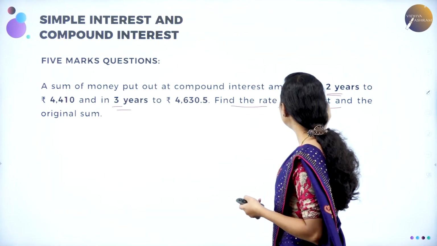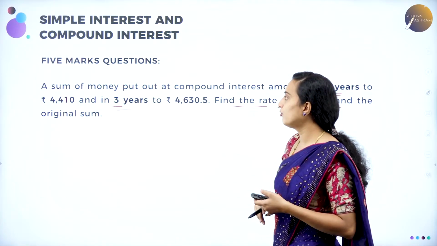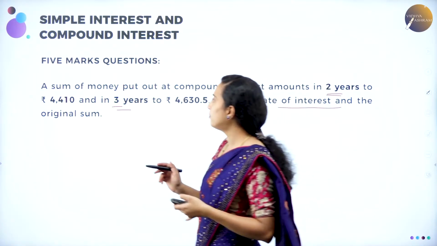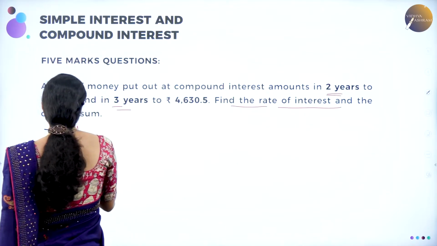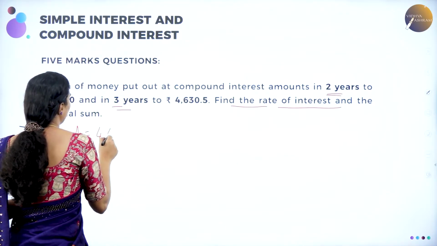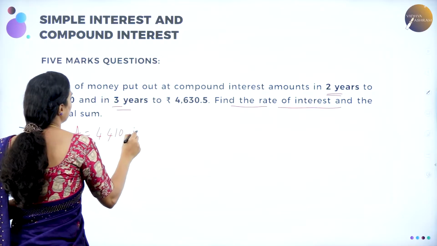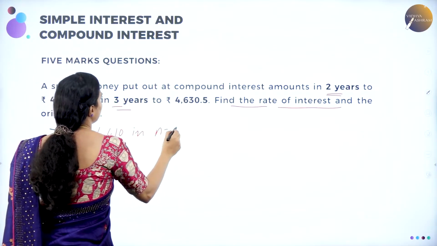So what they have given in 2 years is 4,410. Therefore, the amount is A is equal to 4,410 in 2 years, and N is equal to 2 years.